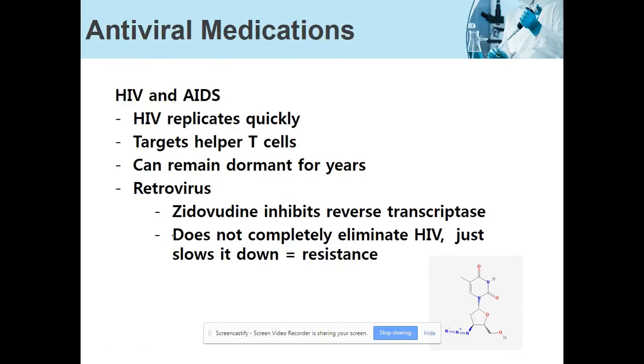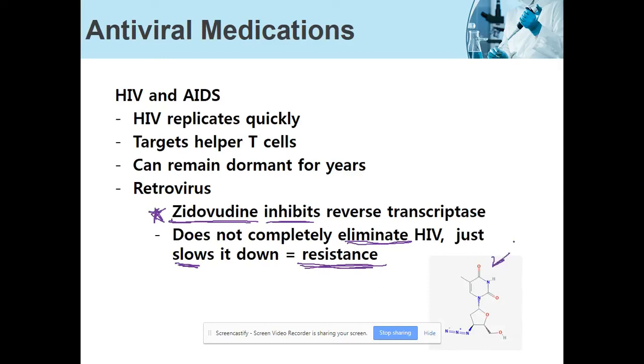However, we do have that medicine zidovudine. We talked about it a couple pages ago. That helps to inhibit reverse transcriptase. It inhibits it, it doesn't shut it down completely. So we can't eliminate HIV, but we can at least slow it down. Unfortunately, just slowing down a virus increases its ability to become resistant to the medicine. So even though zidovudine is being used now, it's probably not going to be super effective for much longer. Resistance is increasing.